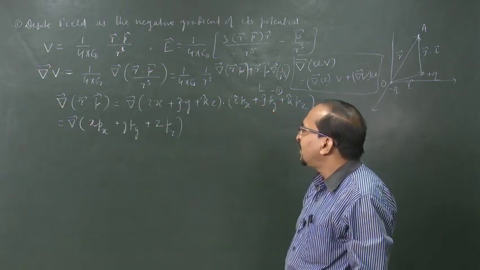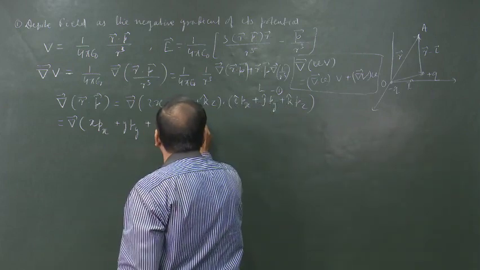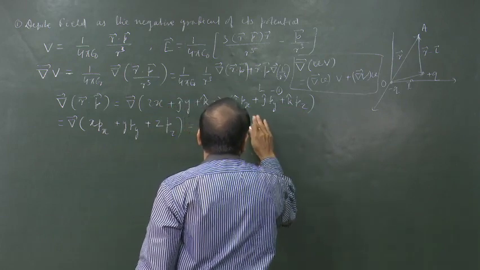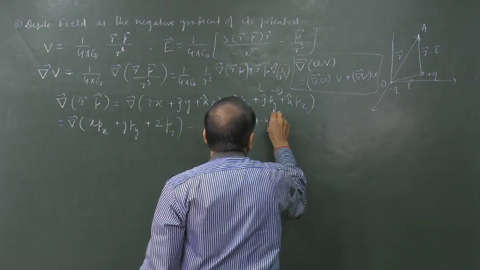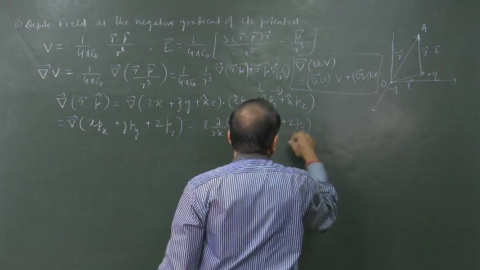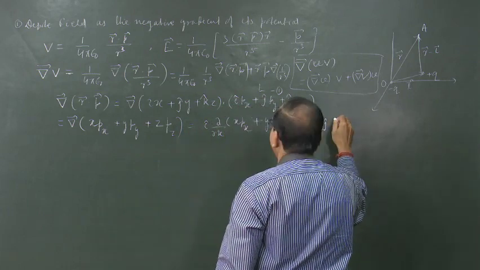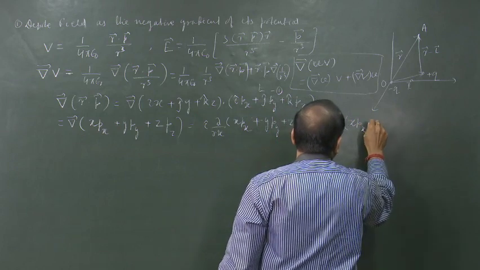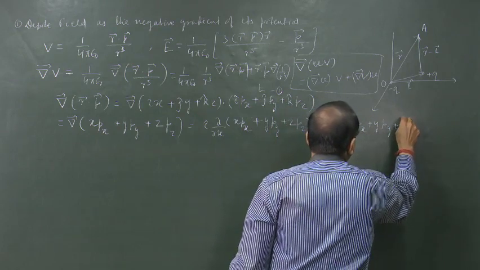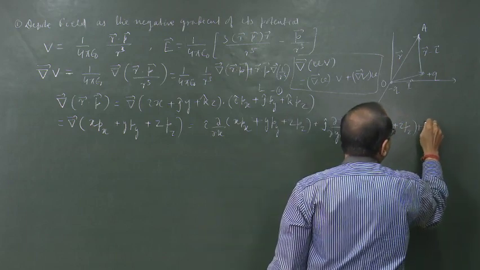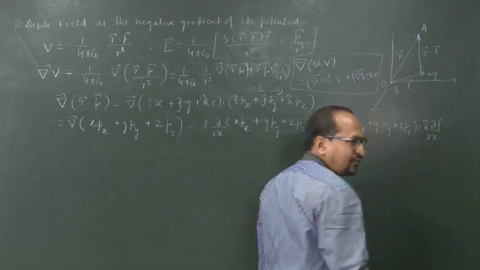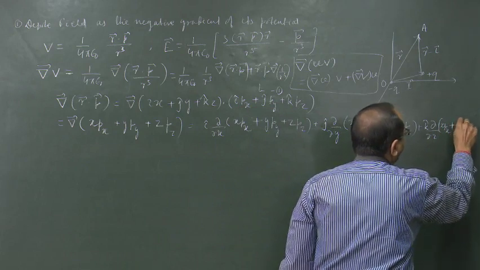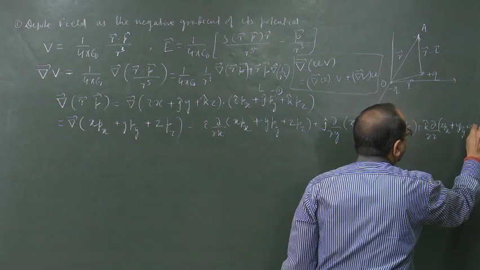Now, it is equal to i cap del by del x of (x p x plus y p y plus z p z), plus j cap into del by del y of (x p x plus y p y plus z p z), plus similarly k cap del by del z of (x p x plus y p y plus z p z).